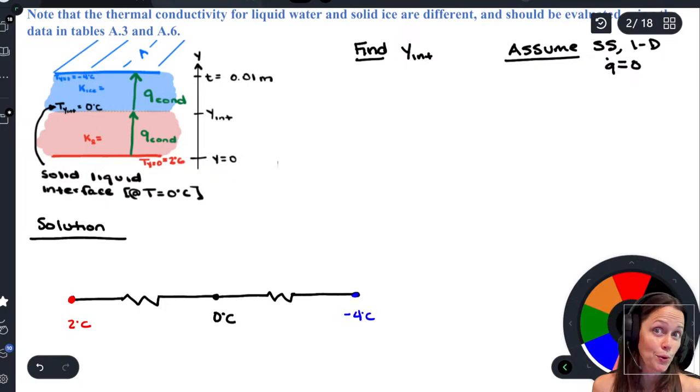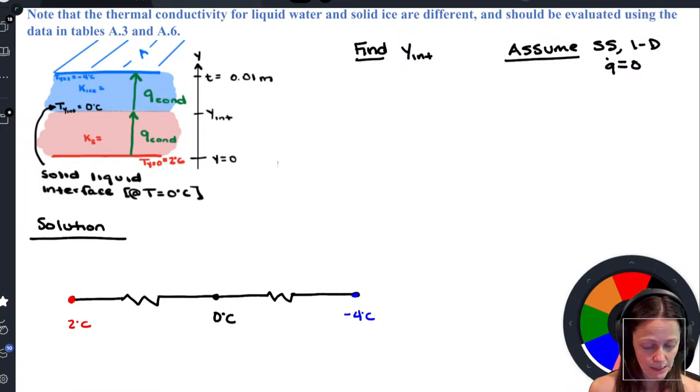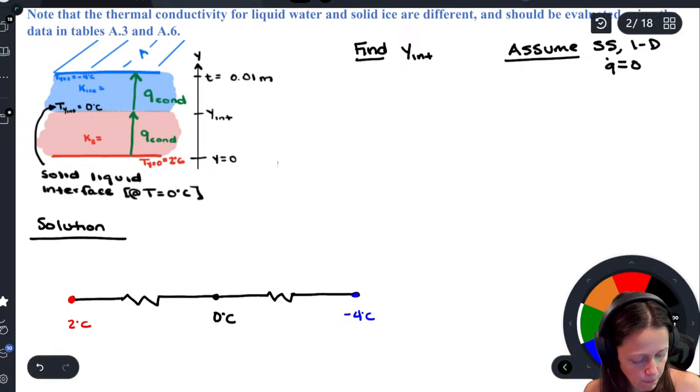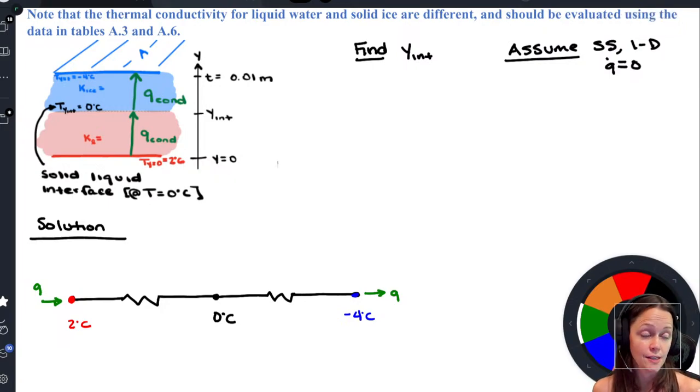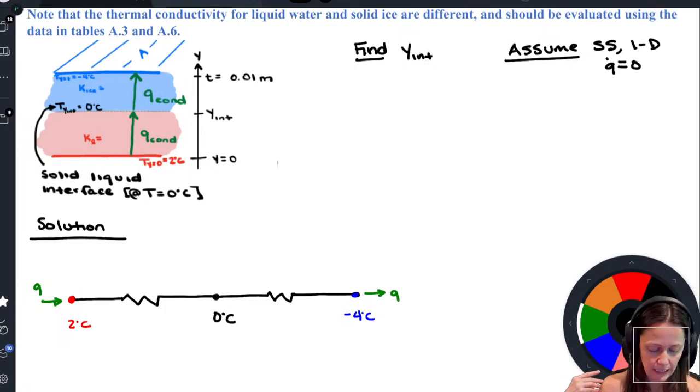And so now I'm going to define each of those thermal resistances. So both of those are going to be by conduction, right? You've got a Q going through here. You've got a Q going through here. And as you can see on the figure, I wrote that Q as a Q conduction because it's going through a stationary medium. Yes, in the red, that is a liquid, but the liquid is not moving. And so the mechanism of heat transfer is still by conduction. Okay, so as long as it's in a stationary medium, it's by conduction.